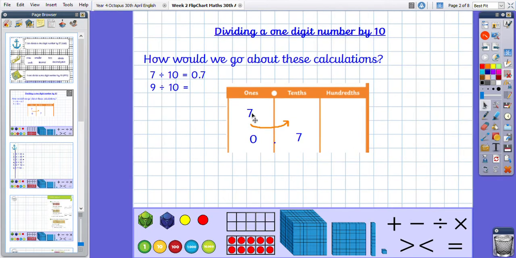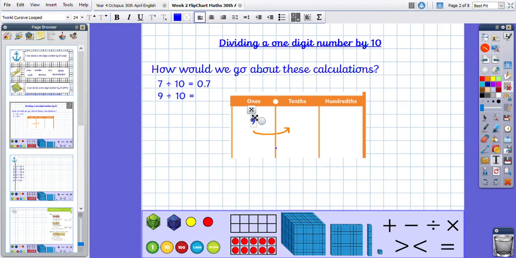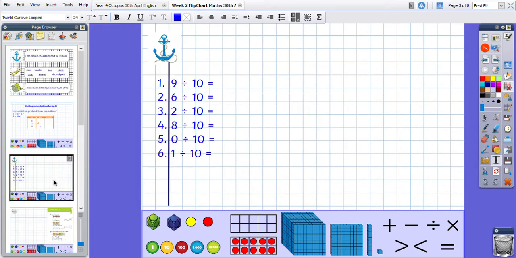Okay, let's try with 9 then. We have 9 as our whole number in our ones column. We are dividing it by 10, making it 10 times smaller, moving it into the 10th column because a 10th is 10 times smaller than a whole. And we are putting a placeholder in our ones column. Very simple for you then.